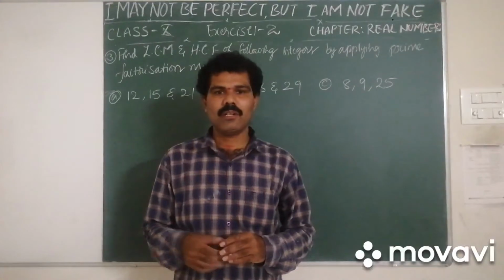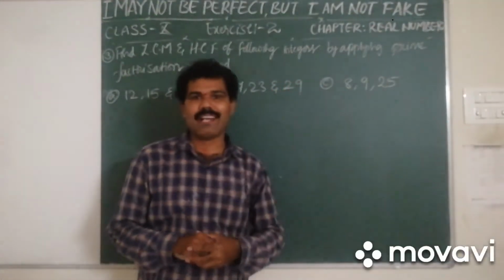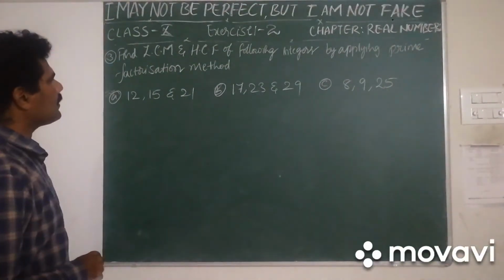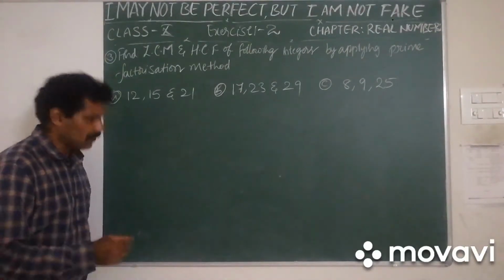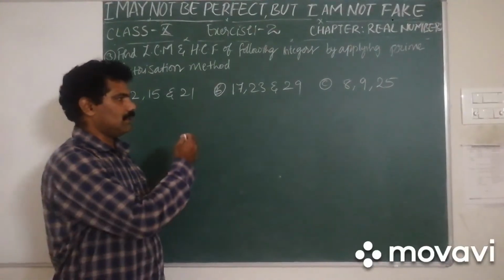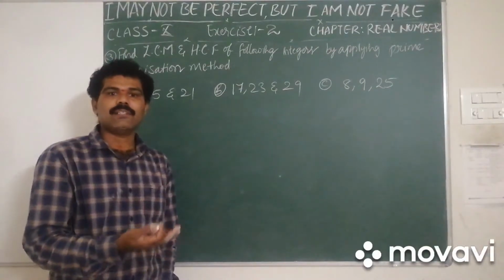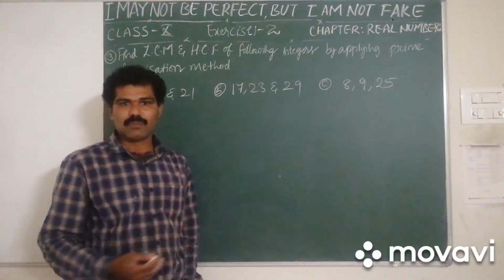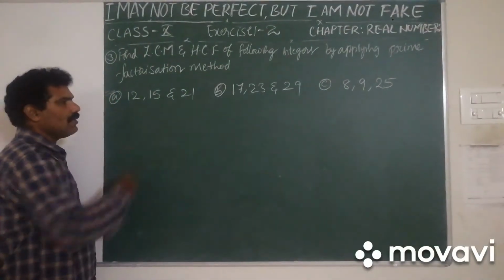Today I am going to solve the third problem from the second exercise of the chapter Real Numbers of class 10. So what is the question? We have to find the LCM and HCF of the given integers by applying the prime factorization method. We have learnt how to write numbers as a product of prime factors and how to find HCF and LCM in a previous problem. So we are going to implement the same here to find the HCF and LCM of the given values.